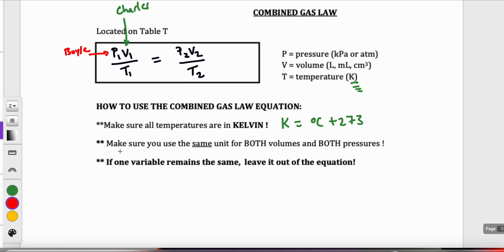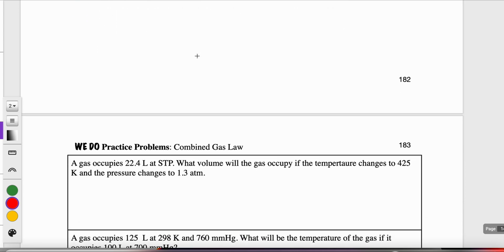If you're supplied data, make sure that if you're given both volumes, they're in the same unit. Make sure they're both liters or they're both milliliters. And if you are given both pressure values, make sure they're in the same unit, that both are kilopascals or both are atmospheres. Now here is a big one. If one variable remains the same, leave it out of the equation. If it tells you that temperature remains constant, leave T1 and T2 out because they remain the same. Same thing if volume remains constant, just leave it out of the equation. Let's take a look at two examples here.